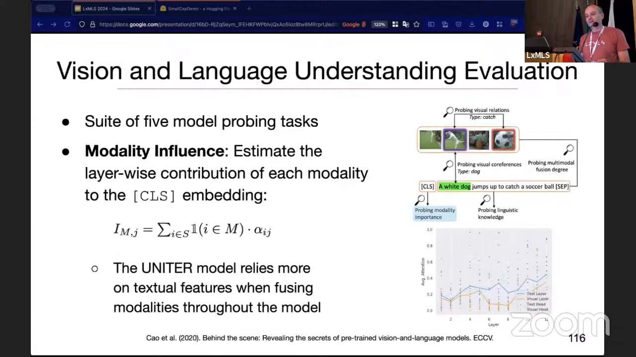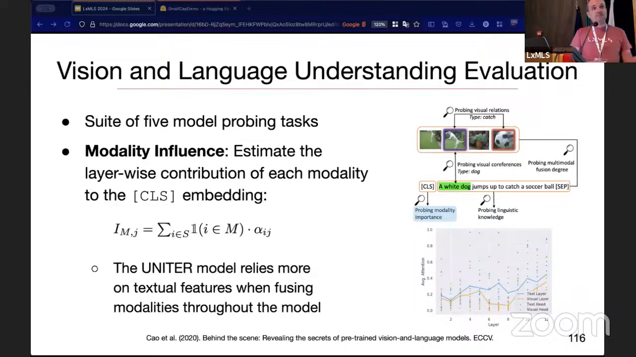And in 2020, there was something called the VALUE benchmark, which was a suite of 5 different probing tasks looking at modality importance or linguistic knowledge within the model, or probing the degree of multimodal fusion, probing whether the model understands visual co-reference across modalities or whether it understands visual relations. One of the analyses I'd like to highlight here is that the authors tried to estimate the layer-wise contribution to this unifying or pooled CLS embedding by looking at the representation fused from all the different language inputs or the visual inputs.